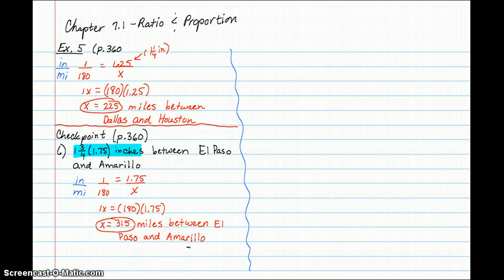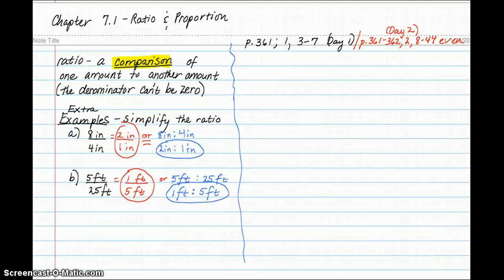Okay, now you are ready to attempt the assignment on your own. And just a reminder about what that assignment is. For day 1, it was page 361, 1, 3 through 7. And then you were to watch the video. And now, the next time I meet with you, you'll be doing pages 361 to 362, 2, 8 through 44 even. You're going to find that you may need to come back and forth to either probably just recording 2, but maybe even recording 1 in order to do the second part of the assignment.